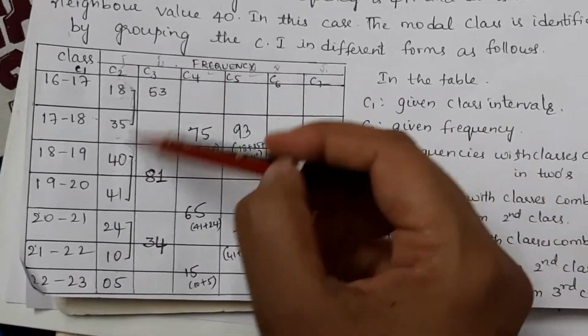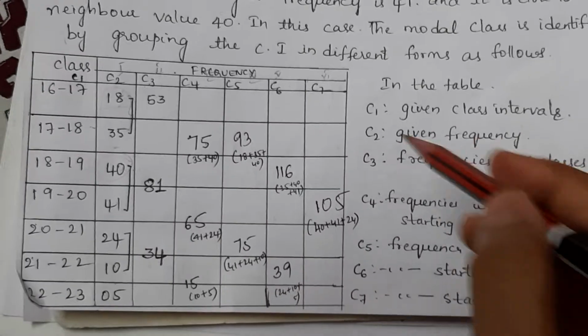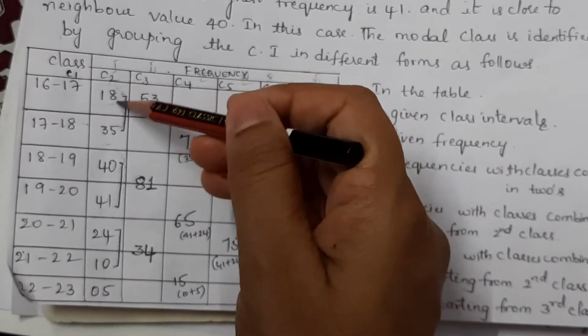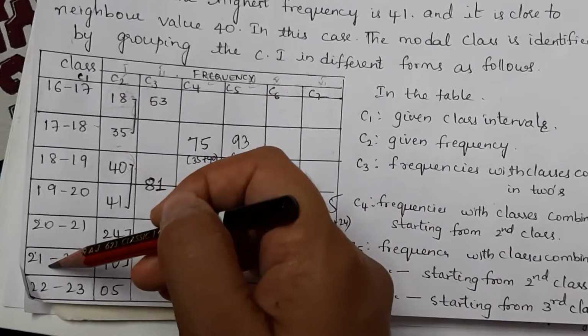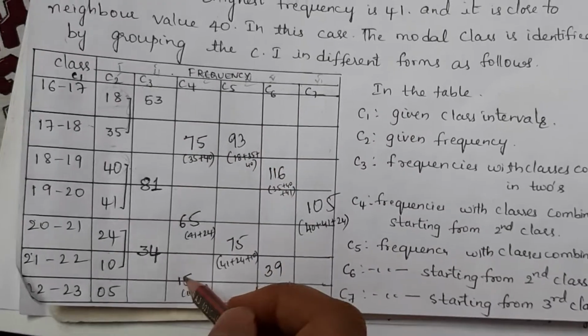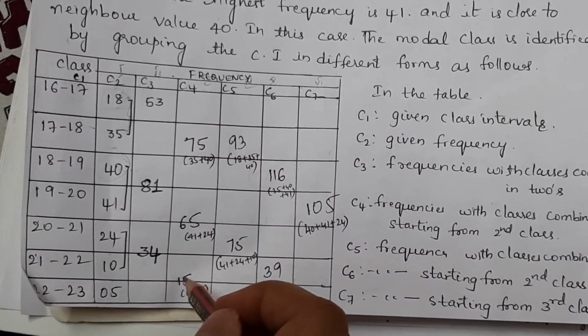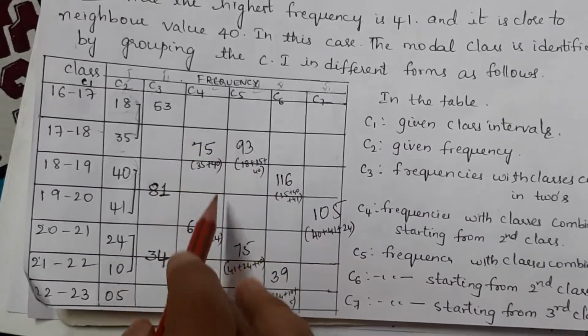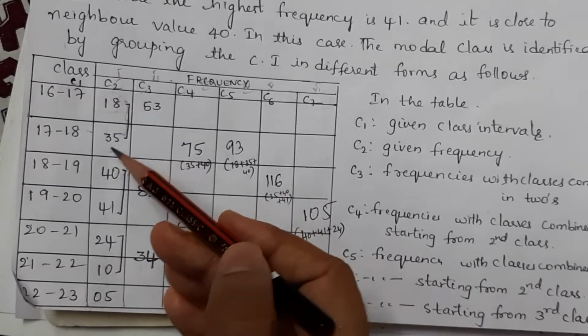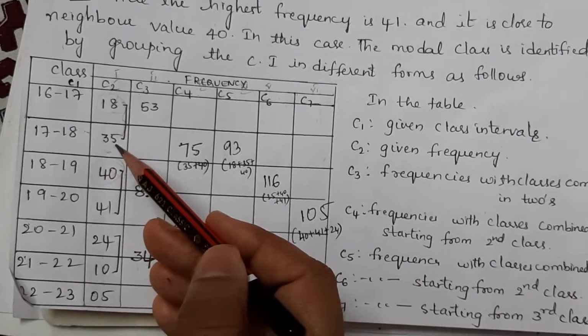So this is the table. Here C1 represents the given class interval. Then C2 is the given frequency. C3 will be called as frequencies with the classes combined in 2's. C4 is the frequency with the classes combined in 2's starting from the second class from here.